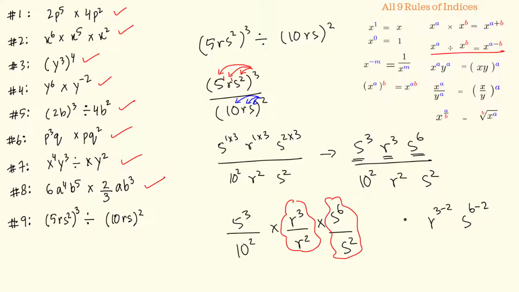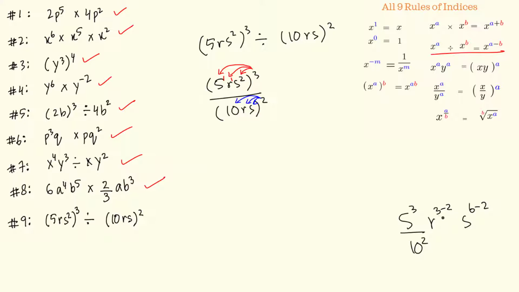And the first fraction for now I'll write as it is, 5 cube divided by 10 square. Now 3 minus 2 is 1 and 6 minus 2 is 4. So this becomes r to the 1 or just r, and here I have s to the 4. And here I have 5 cube divided by 10 square. Now to simplify this 5 cube upon 10 square, I'll need to make the bases same in order to apply this rule. But I cannot make 10 as a base of 5.